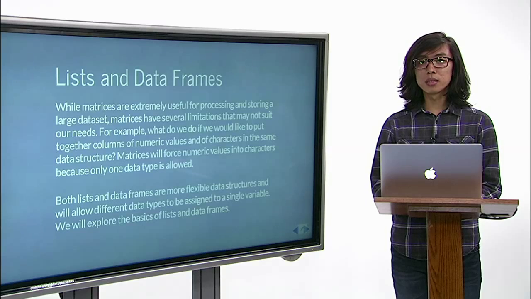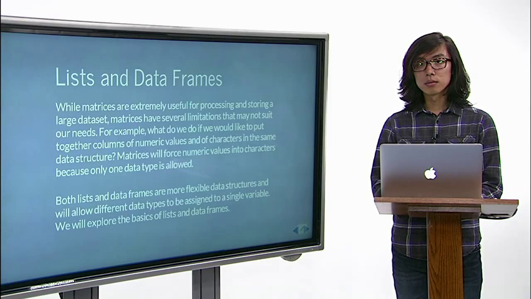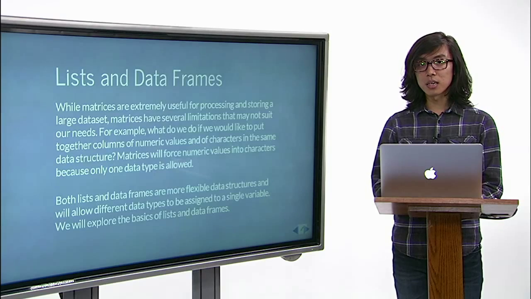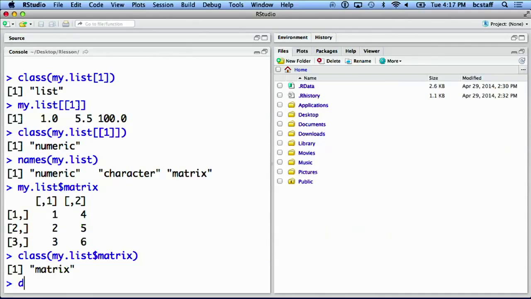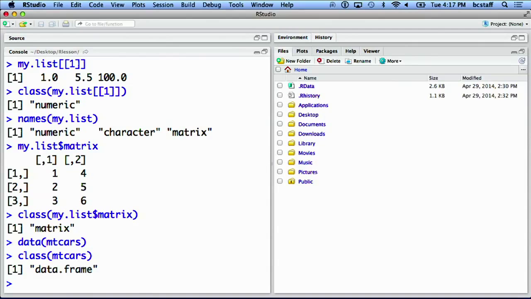R comes with built-in data sets that can be retrieved by name using the data function. In this class, we are going to utilize mtcars. Let's load mtcars by the function data. And let's look at the class of mtcars, which tells us that it is indeed a data frame.